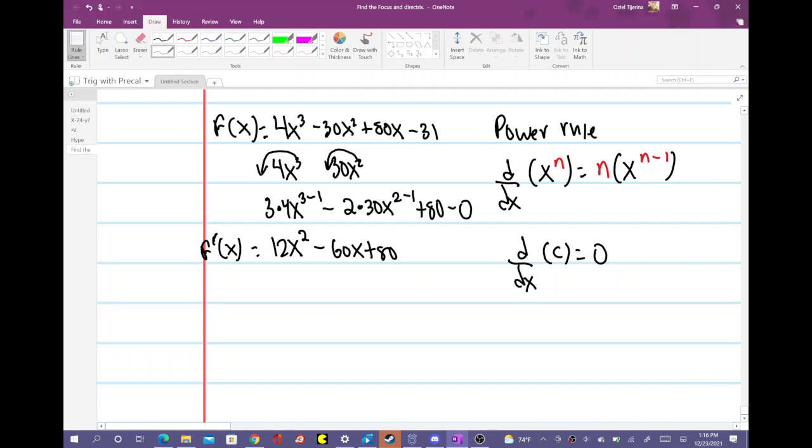And this is what is defined as f prime of x. This little apostrophe here stands for prime. So f prime of x is your derivative. So this is your answer.